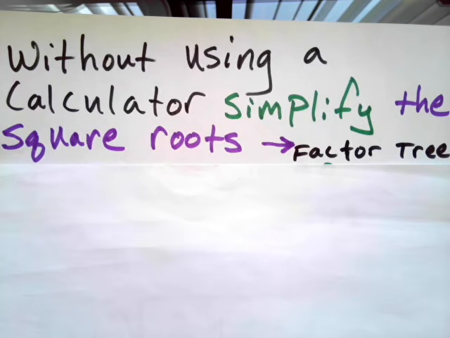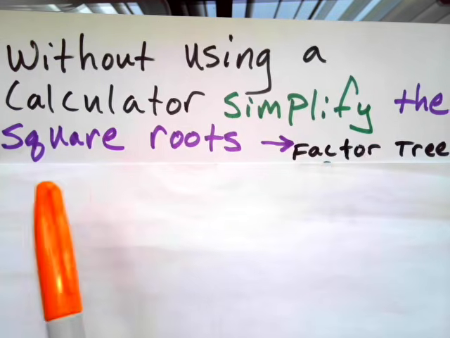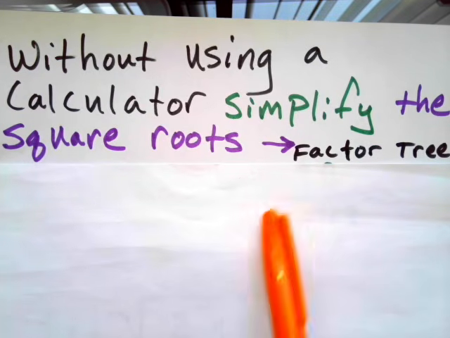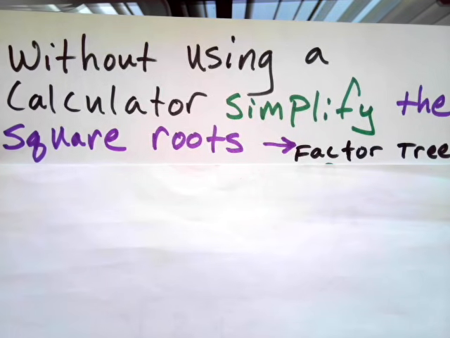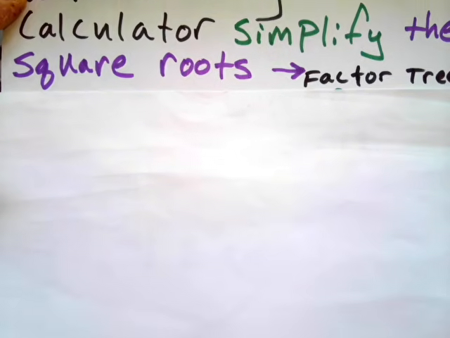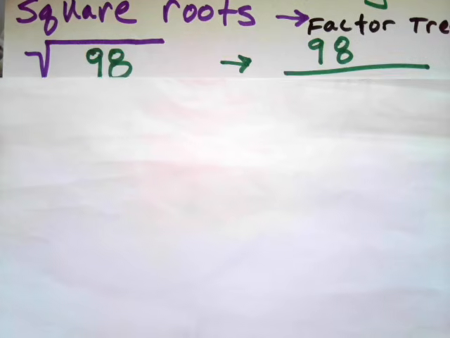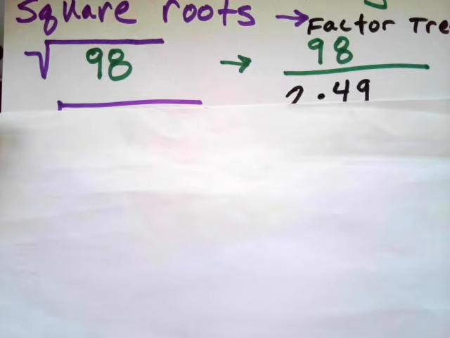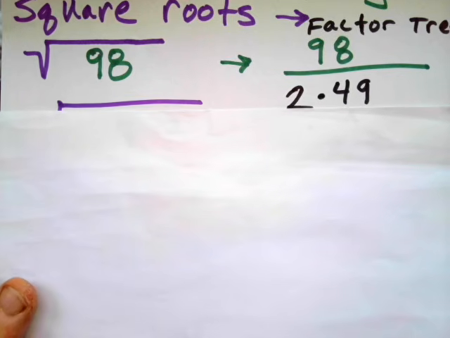All right, welcome to part 3 of simplifying square roots or radicals using a factor tree. So without using a calculator, simplify the square roots using a factor tree. Let's just go ahead and get started right out the gate here. We have a square root of 98.